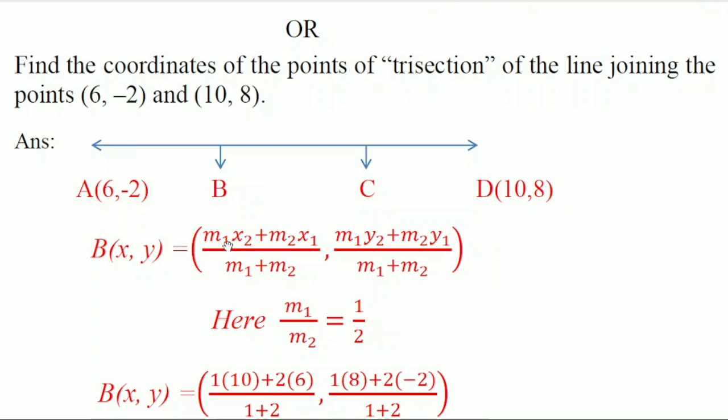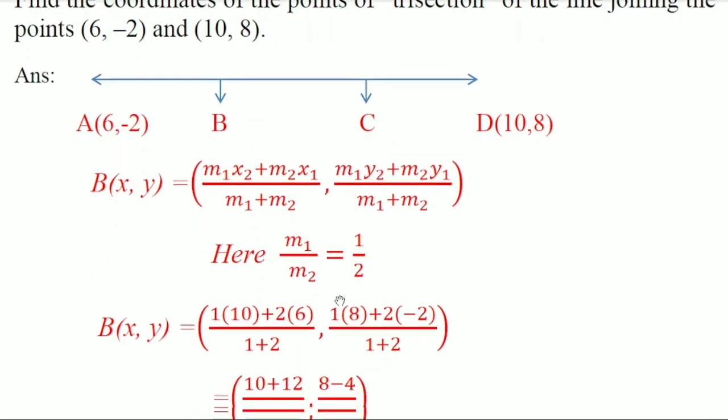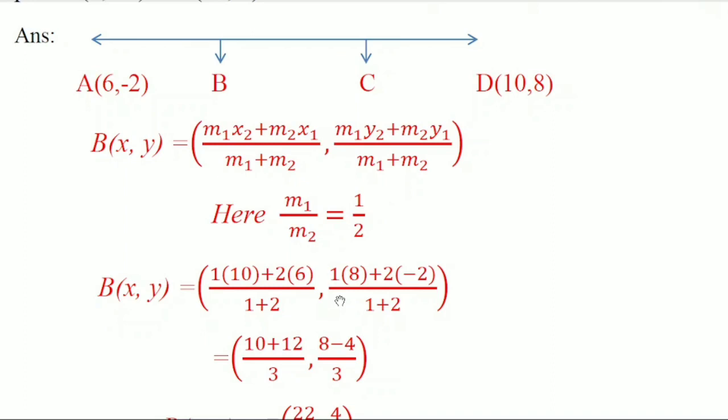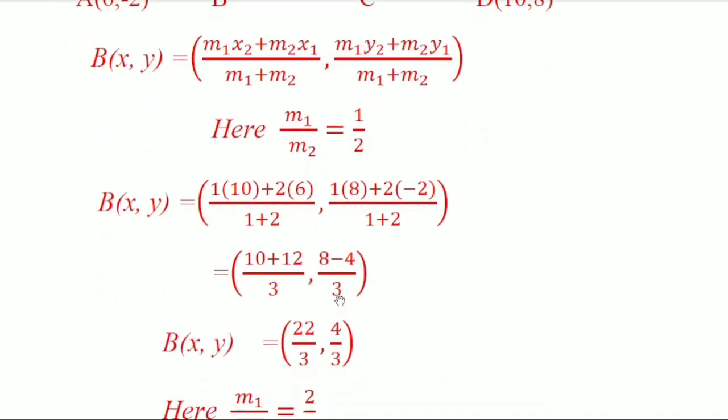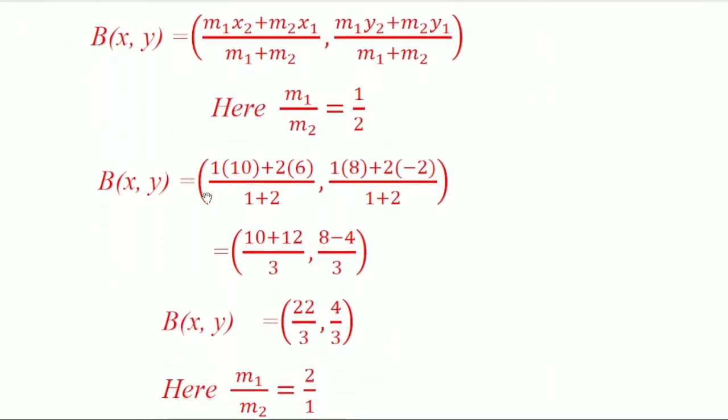So B of x comma y equals m1 x2 plus m2 x1 divided by m1 plus m2, comma m1 y2 plus m2 y1 divided by m1 plus m2. Here I have considered m1 by m2, that means the value of m1 I have considered as 1 and m2 I have considered as 2. Therefore substitute the values: 1 into 10 plus 2 into 6 divided by 1 plus 2, comma 1 into 8 plus 2 into minus 2 divided by 1 plus 2.